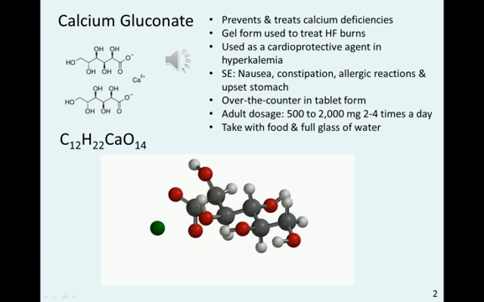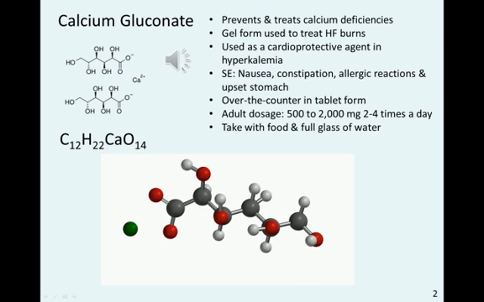Calcium gluconate, C12H22CaO14. It prevents and treats calcium deficiencies. It is used as a cardioprotective agent in hyperkalemia. The normal adult dosage is 500 to 2,000 milligrams, and it should be taken 2 to 4 times a day.